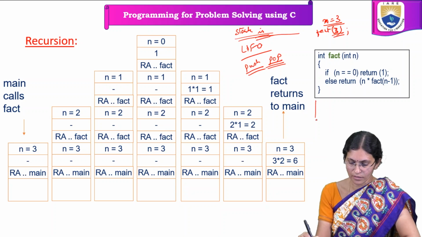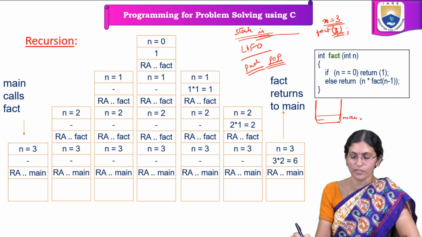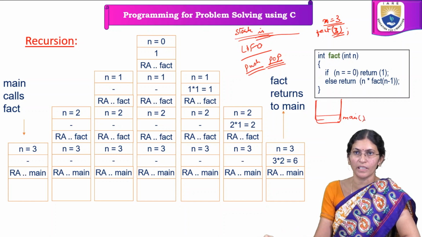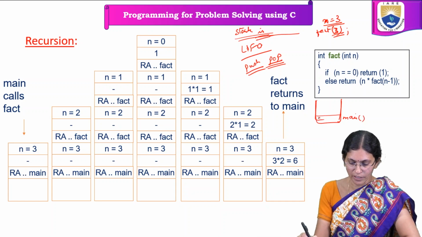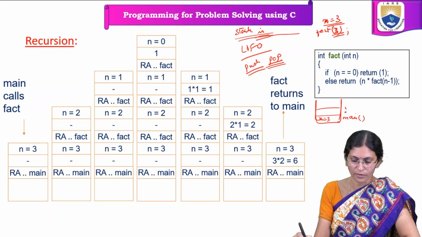So in the stack, this is the portion of a stack you can assume. First some part of this is allocated. Whenever the main function is called, the activation record for this is maintained, and then the corresponding variables are also maintained. Here x is equal to 3. Then after that, in the main function we are calling f of 3. So the corresponding variable is n is equal to 3 here. So that value is maintained.